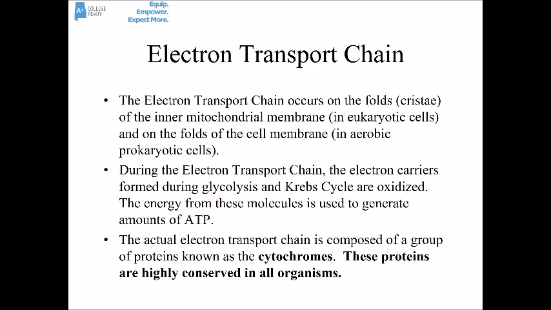So at this point, the cell is ready to carry out the electron transport chain. Remember, this occurs on the folds, the cristae, of the inner mitochondria in eukaryotes, and on the folds of the cell membrane in aerobic bacteria. During the electron transport chain, the electron carriers, NADH and FADH2, are oxidized, and the energy from these molecules is used to generate ATP. The actual electron transport chain is composed of a group of proteins called the cytochromes. And these proteins are highly conserved in almost all organisms because of common ancestry. We all evolved from a common ancestor.